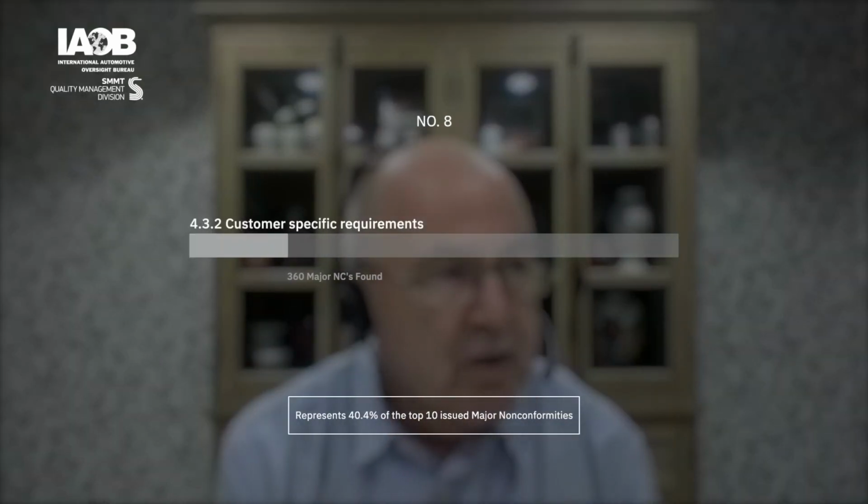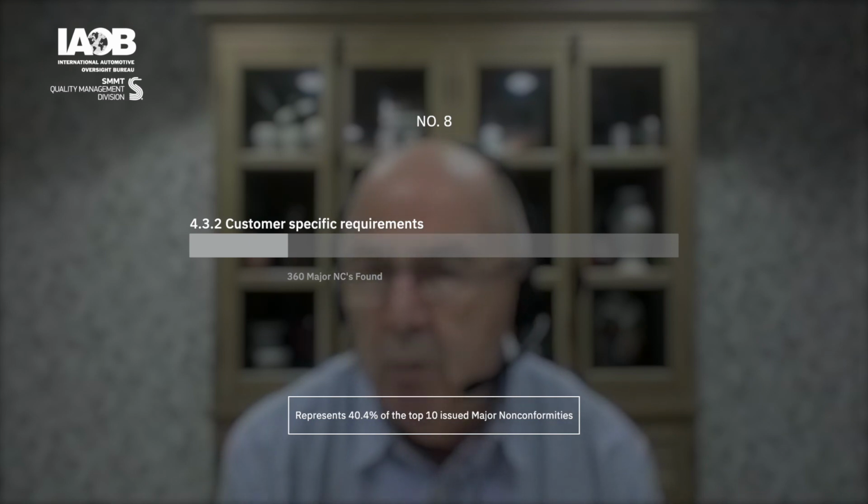The next one, Niall, is 4.3.2, which is about customer-specific requirements. Now, I think this is going up the list of the top 10, and I know many organizations feel that this is becoming an increasing burden to try and meet customer-specific requirements. Where do you see this going?